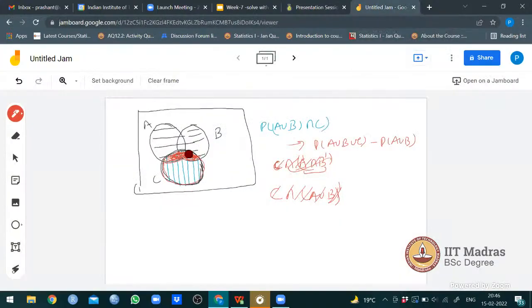We have to find this red region, and your approach was okay. Probability of A union B union C, that means this whole thing, minus probability of A union B, that means this one. You will get the C part without the intersection. Then subtract that part from the whole C: 0.2 minus 0.1. So you'll get 0.1. She is right, sir. She has cleared my doubt.